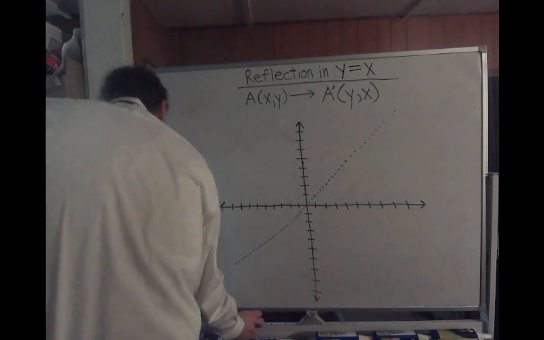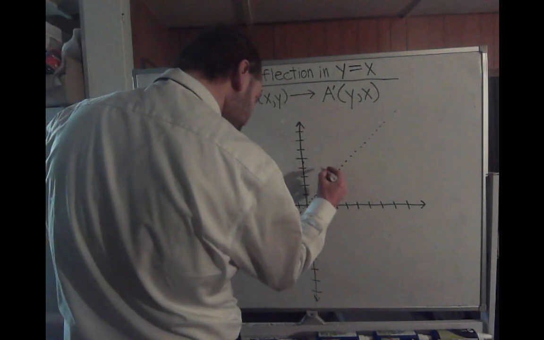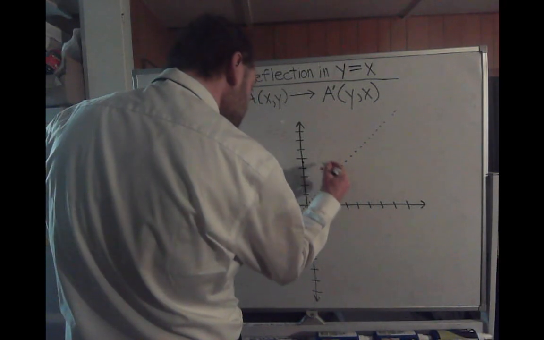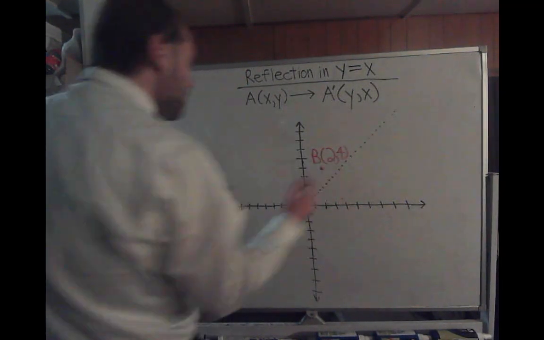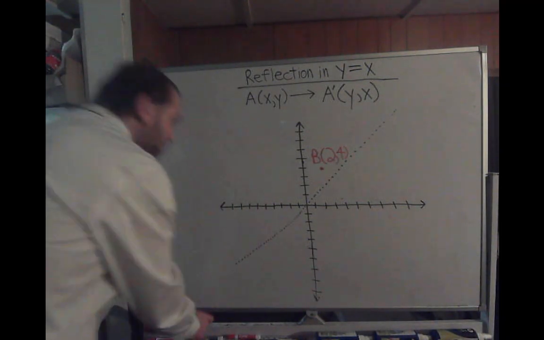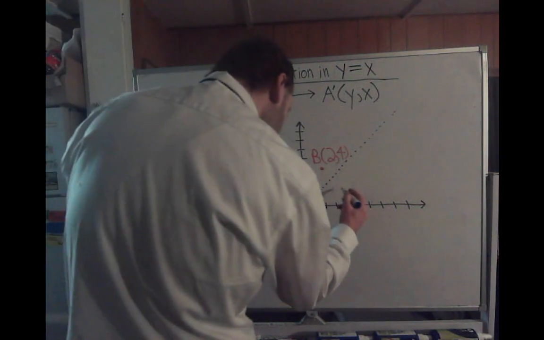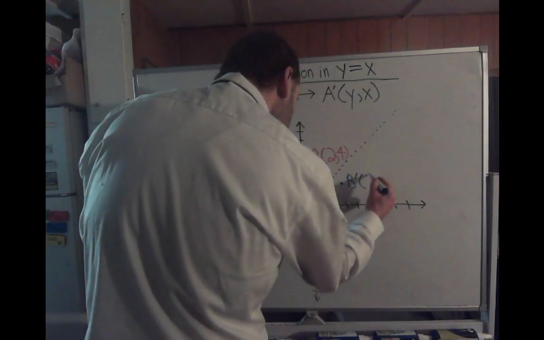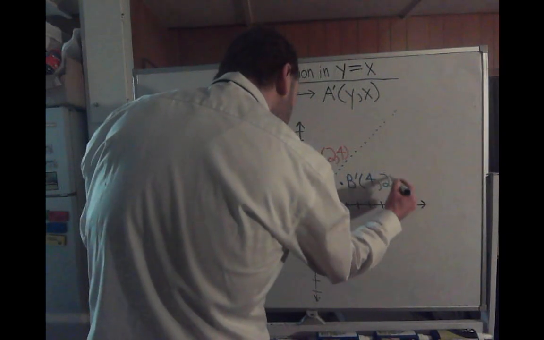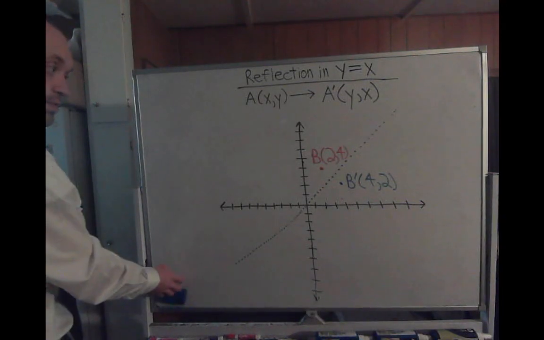That's a very interesting reflection. Let's do a point B. Point B would be located at the point (2, 4). If we want to find B prime, we just need to take the x and y coordinates and switch them around. If we do that, you would get B prime located at (4, 2). So if you reflect B in the line y = x, you would get B prime at (4, 2), since you're just switching your x and y coordinates around.